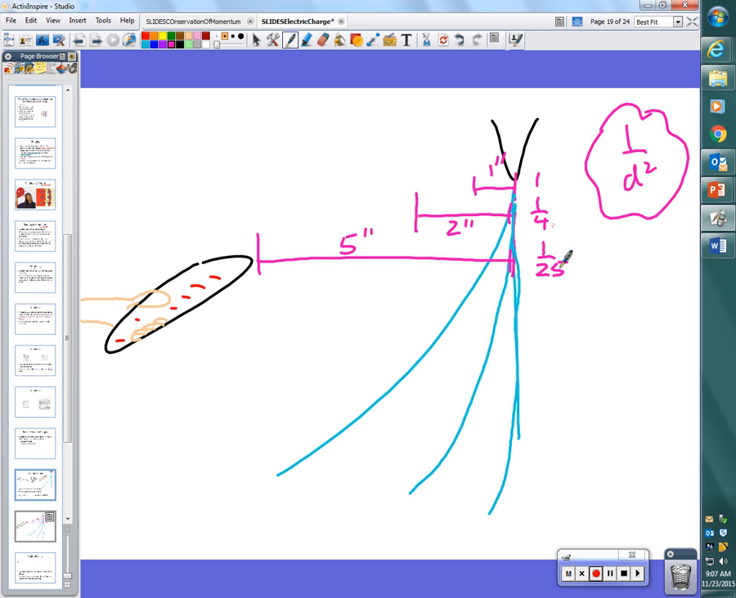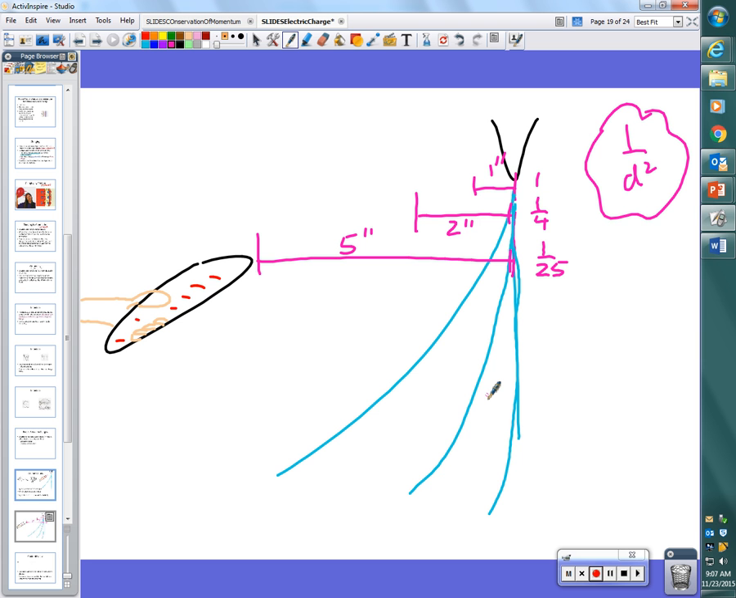So in this case, we went from 1 inch away from the water stream to 2 inches away from the water stream, but the water doesn't bend half as much, it only bends 1/4 as much. Because it's 1 over 2 inches squared. Okay?